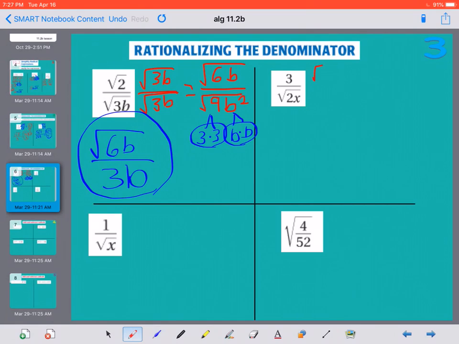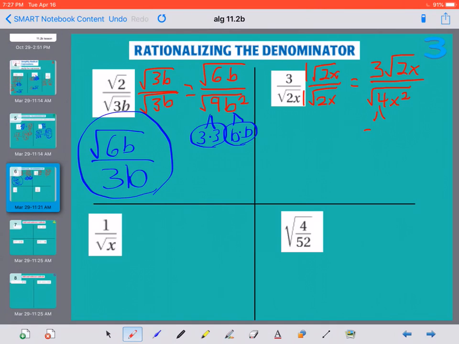Here we're going to multiply by the square root of 2x. Now we imagine that they have a 1 in front of both of these. So 3 times 1 is going to give us 3 times the square root of 2x. The square root of 2x times the square root of 2x is going to give us the square root of 4x squared.